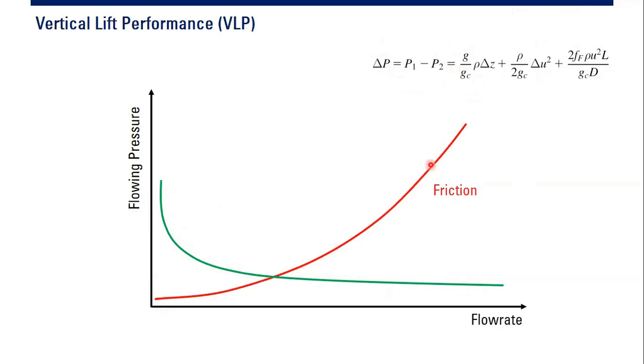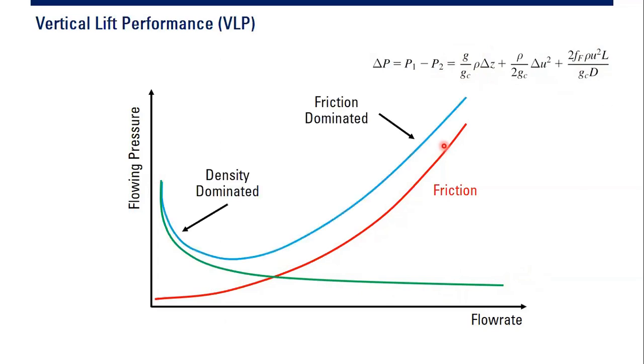And then the second one is the friction component. I said that the kinetic energy is not significant, so we can neglect that. The most important elements of this equation are the elevation factor and the friction factor. The green line represents the elevation factor, whereas the red line represents the friction factor. And if we combine them, we will have the blue line.